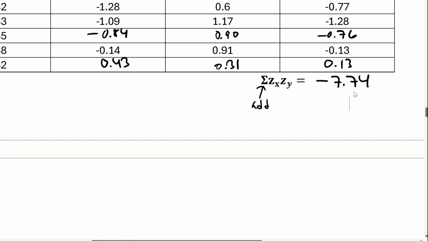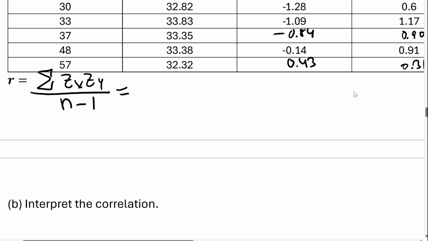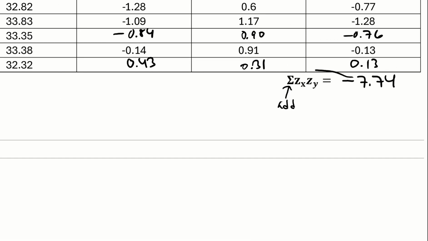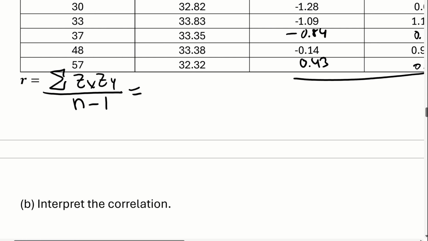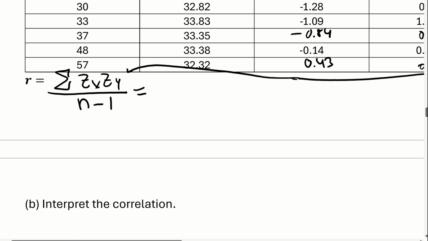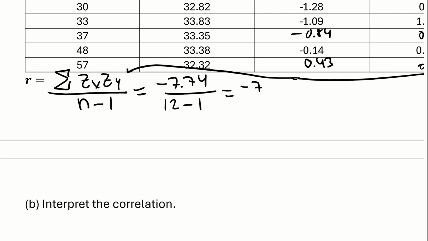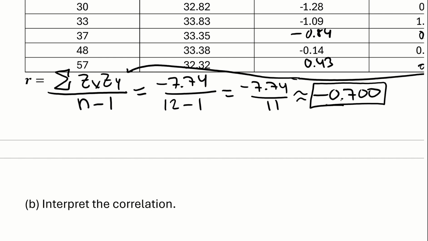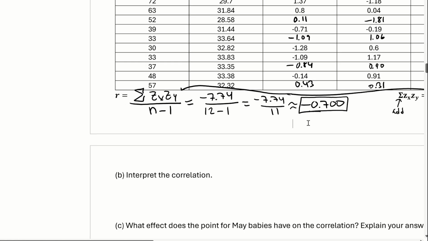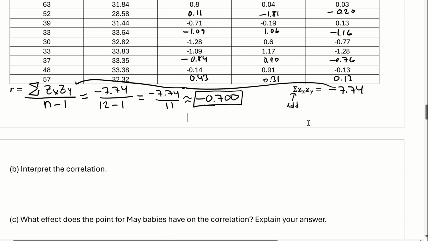We're going to take that total and substitute it in for the numerator. So we get negative 7.74 divided by n minus 1. N is 12, we've got 12 numbers, so 12 minus 1 is 11. This divided by 11 is approximately negative 0.700. That is my correlation R. Okay, and that's how we do that problem.